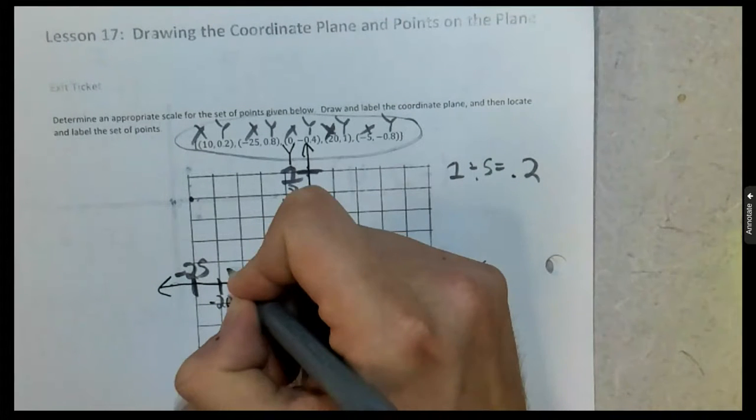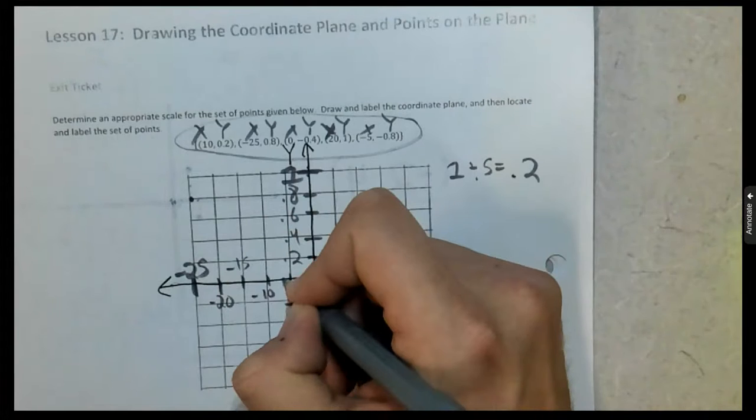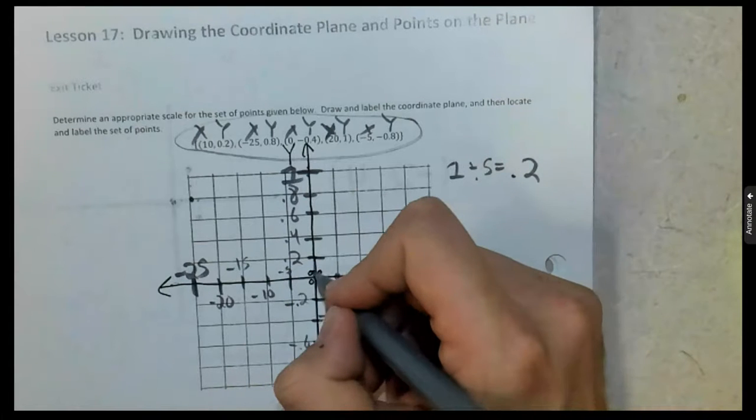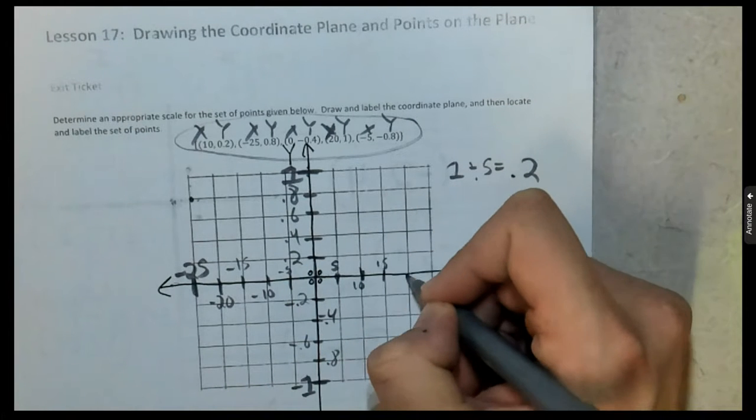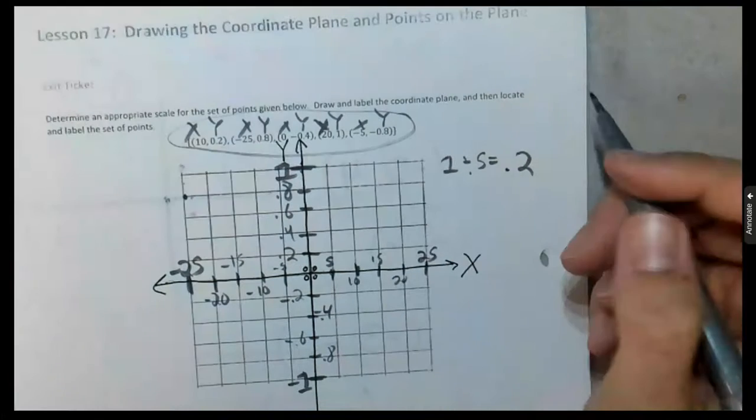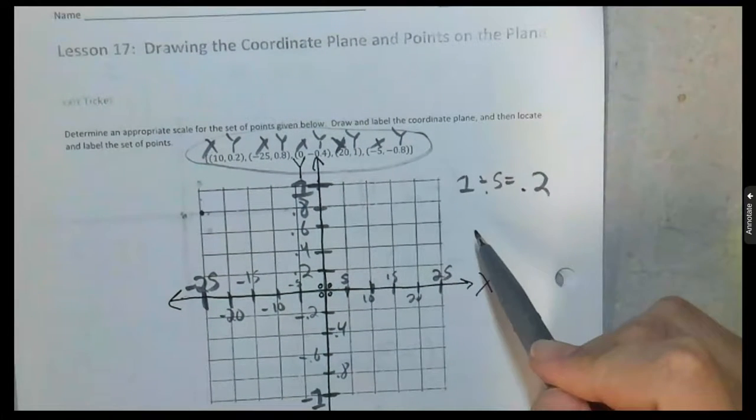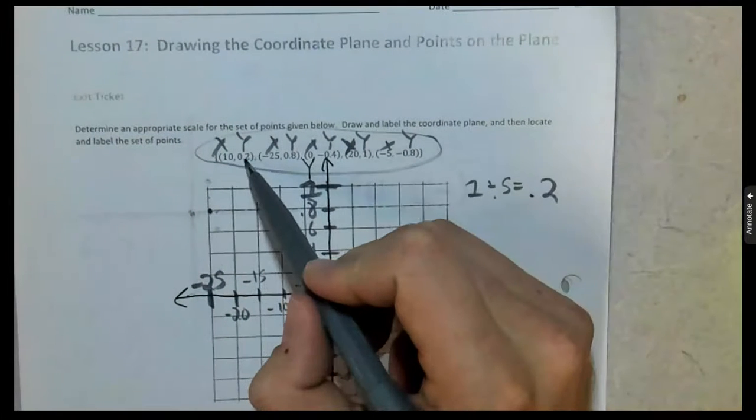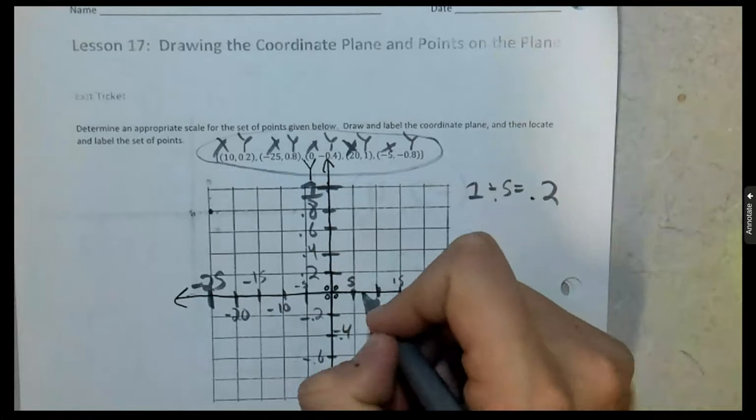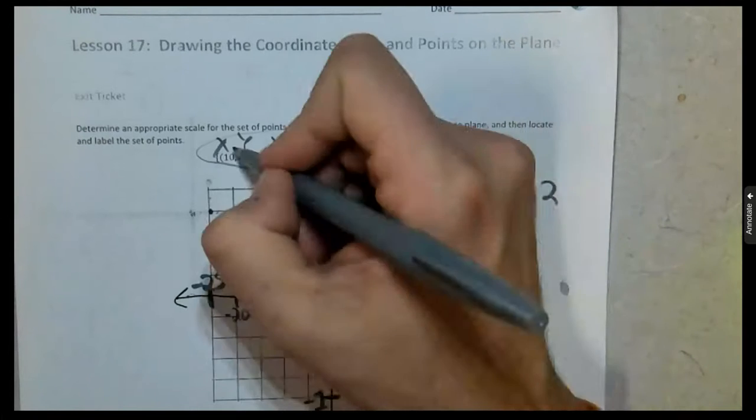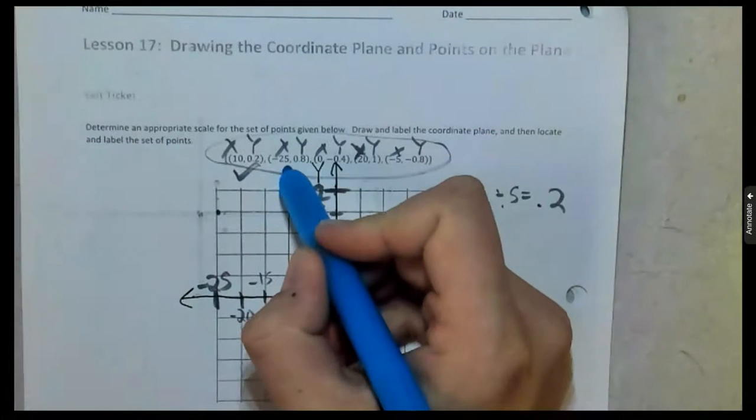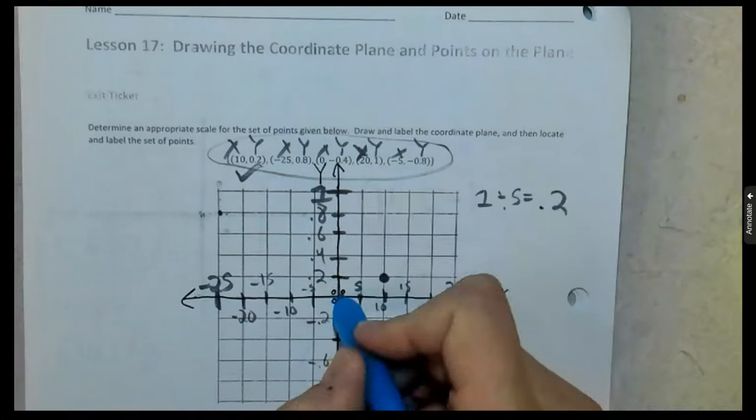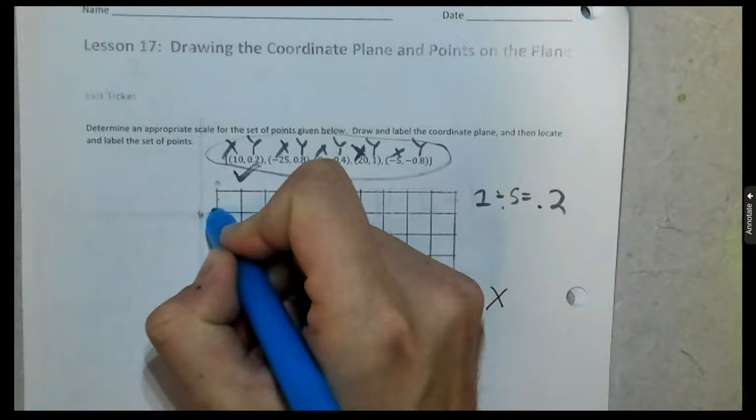So -20, -15, -10, -5. This is still 0 right here, and then we're still going up by 5s: 5, 10, 15, 20, 25. All right, now let's just plot the points. Over 10, up 0.2. Okay. With that, we'll switch up the color. Back 25, up 0.8.